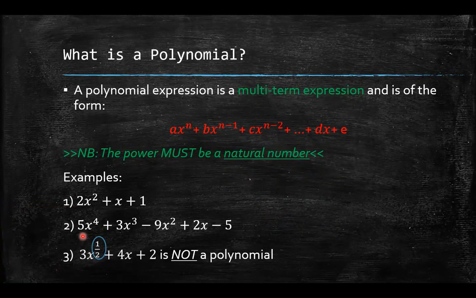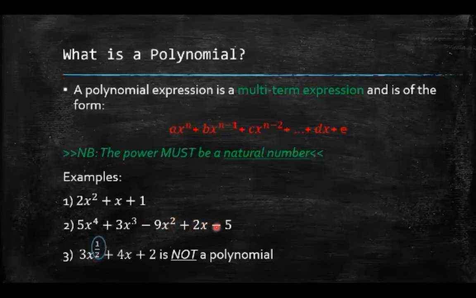If you look at the second one, 5x to the power of 4 plus 3x cubed minus 9x squared plus 2x minus 5. How did they get the power of 3? Well, according to the form of a polynomial expression, what I have to do to get this power is say 4 minus 1. That's how I got 3. To get this power, I have to say 4 minus 2. That's how I got 2, and so on and so forth, right? So the next one will be n minus 3, and then n minus 4, all the way until you get the power to be 0.